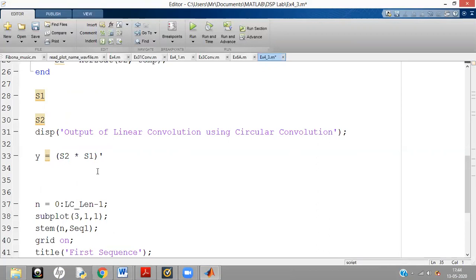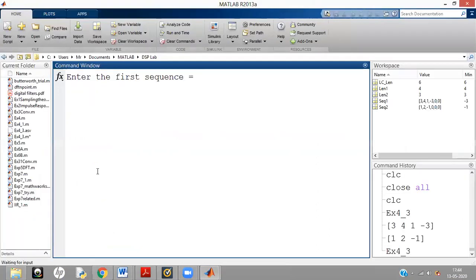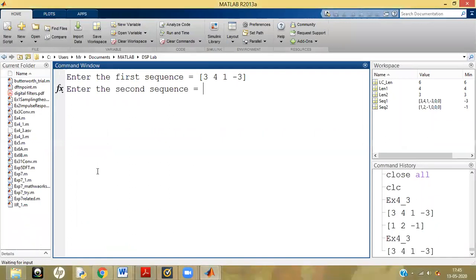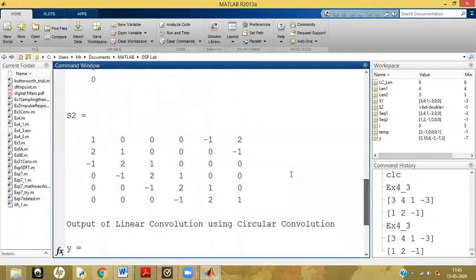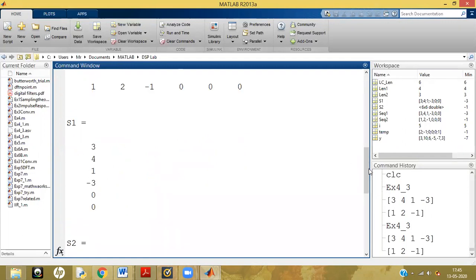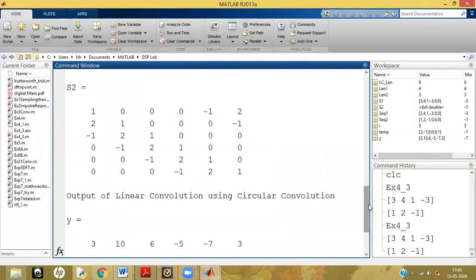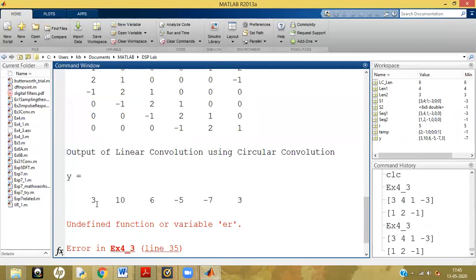So let us put this error over here and then again execute. First signal, I'll take it as 3 4 1 3. Then I'll enter the second signal, which is 1 2 minus 1. And yes, you can see the second signal or the first signal, whichever it is, has been shifted, written, and I'm multiplying that with the first signal. This is how the two are multiplied, and you can see the result is 3 10 6 minus 5 minus 7 and 3. Okay, this output is sufficient.